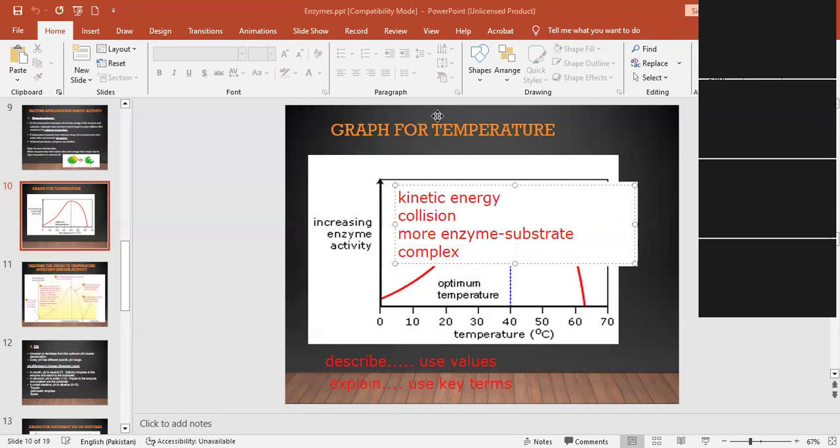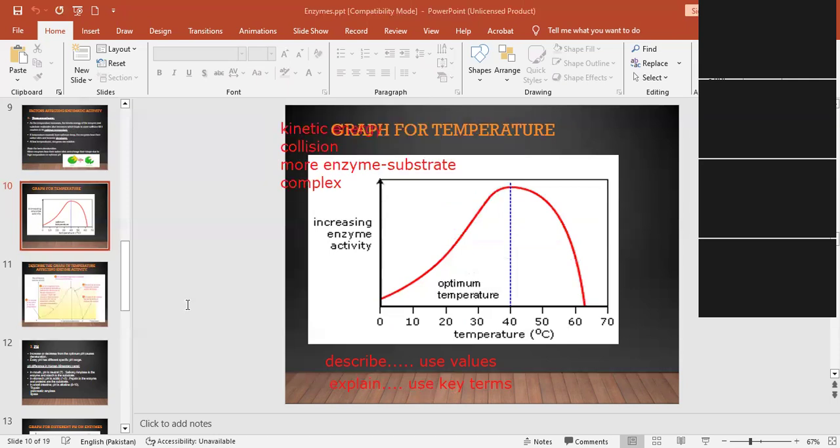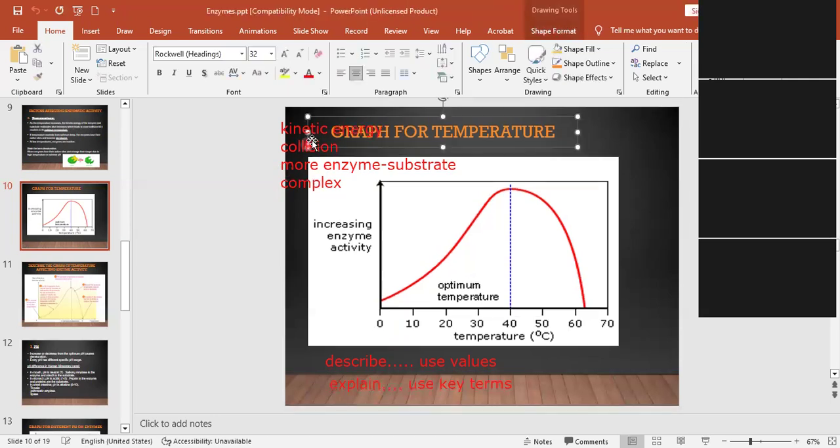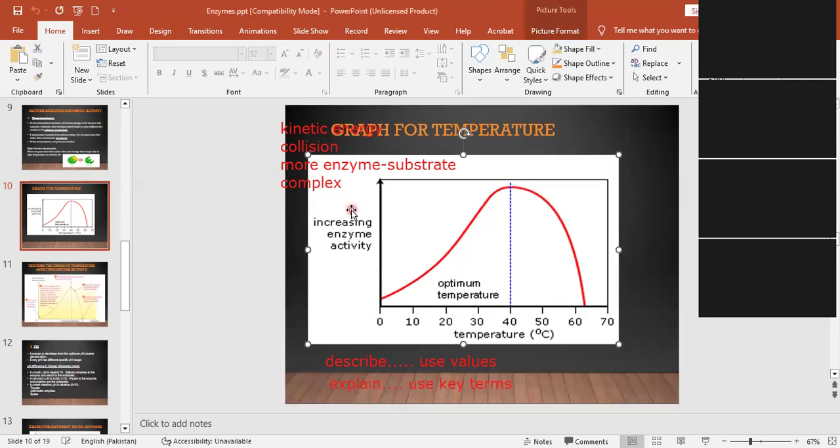So this is the explanation. At 0 the enzyme activity was inactive. Could you explain the explanation part again? Sorry, I was saying, could you explain the explanation part again?